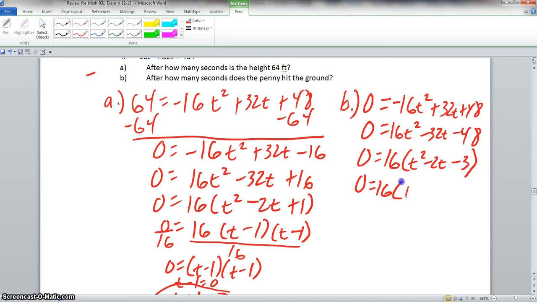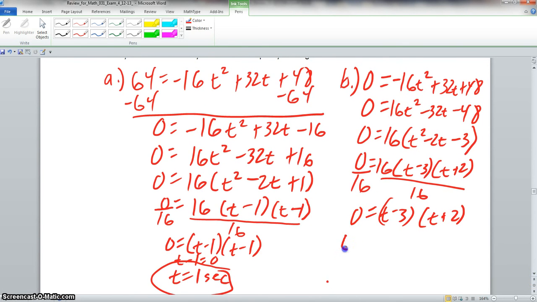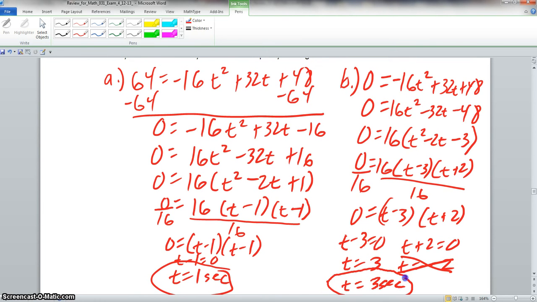Now this factors out to t minus 3 and t plus 2. We divide each side by 16. And 0 is equal to t minus 3, t plus 2. Now we will set both of these values equal to 0. So we have t minus 3 equals 0, t plus 2 equals 0. So t is 3 and t is negative 2. Now we know we cannot have negative time. So our answer would be t equals 3 seconds. So this is our answer for B.